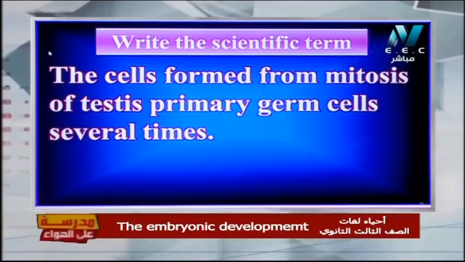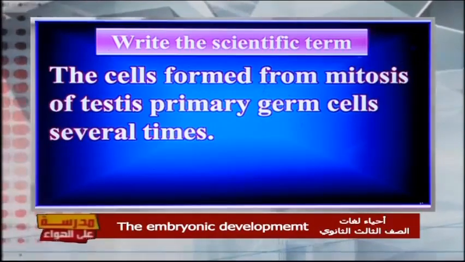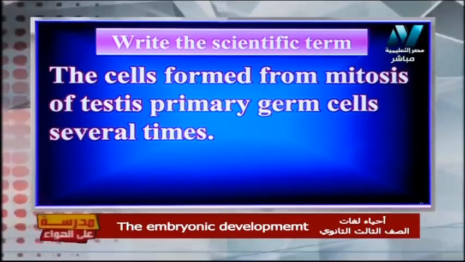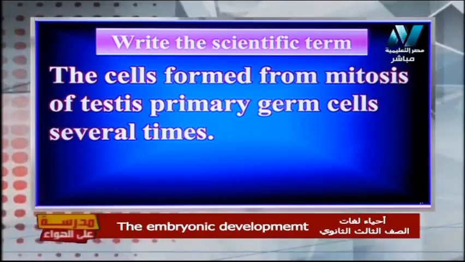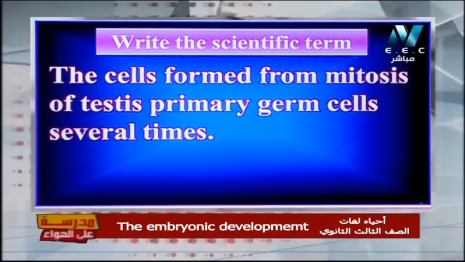The cells formed from the mitosis of testes primary germ cells several times. He is talking about the cells that came from the testes, from the primary germ cells, when they undergo several divisions by mitosis.